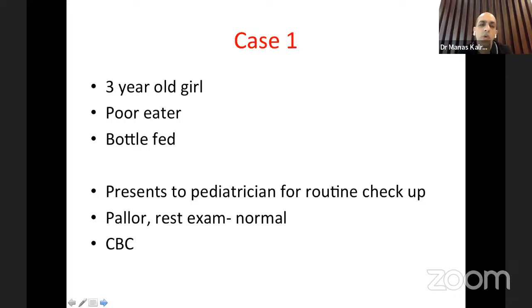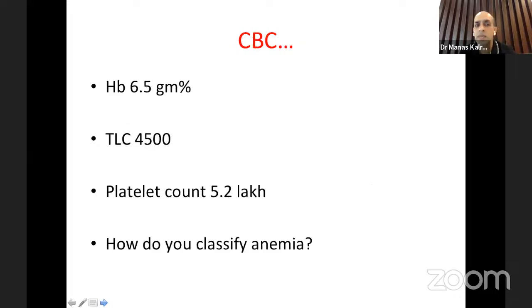This is a three-year-old girl who is a poor eater, who is bottle-fed and presents to a pediatrician for a routine checkup, where he finds that the child is pale and orders a CBC. When he orders a CBC, you get a hemoglobin, TLC and platelet count. Please tune your mind to look at hemoglobin, TLC, platelet count first. And then if there is anemia, you go down and look at all the RBC indices.